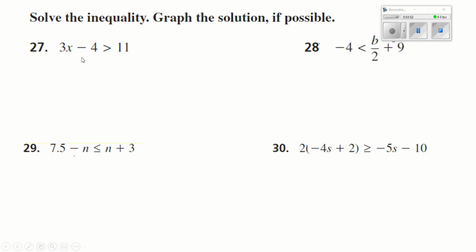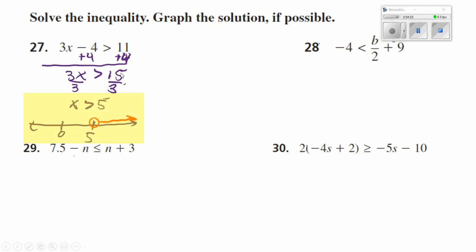Number 27, first I'm going to add 4 to both sides. When I add 4 to 11, it'll be 15. Then I'm going to divide 3 away from 3x. 15 divided by 3 should give me 5. I didn't divide by a negative number, so my symbol stays the same. X is greater than 5. That's an open circle with my arrow pointing to the greater side.